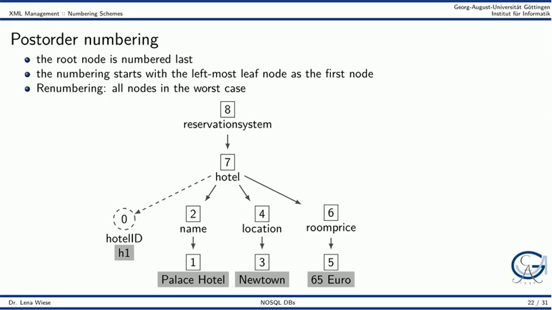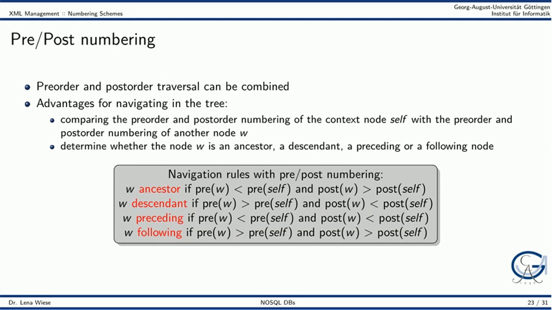The post-order numbering is an alternative to the pre-order numbering. The root node is numbered last. The numbering starts with the leftmost leaf node as the first node, numbered 0 in our case. Again, when the XML document is updated, in the worst case, all nodes have to be renumbered. We can combine pre- and post-order numbering.